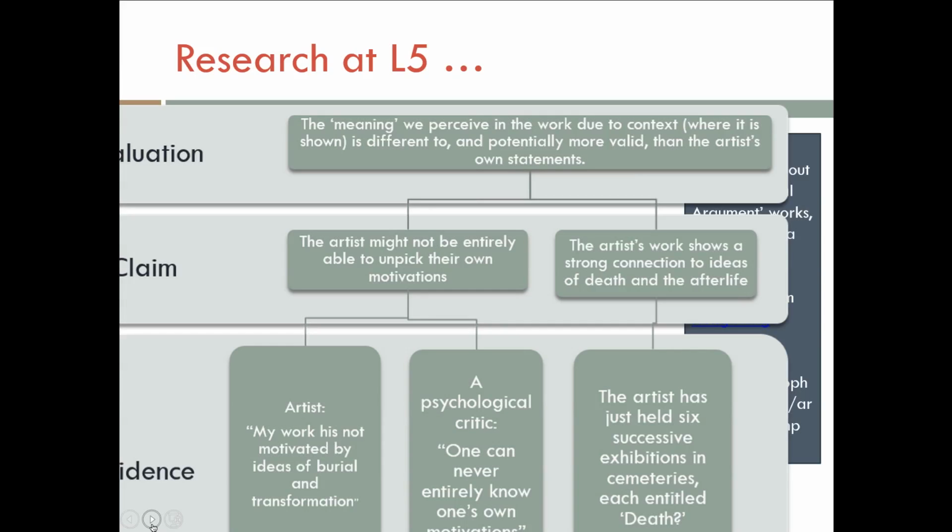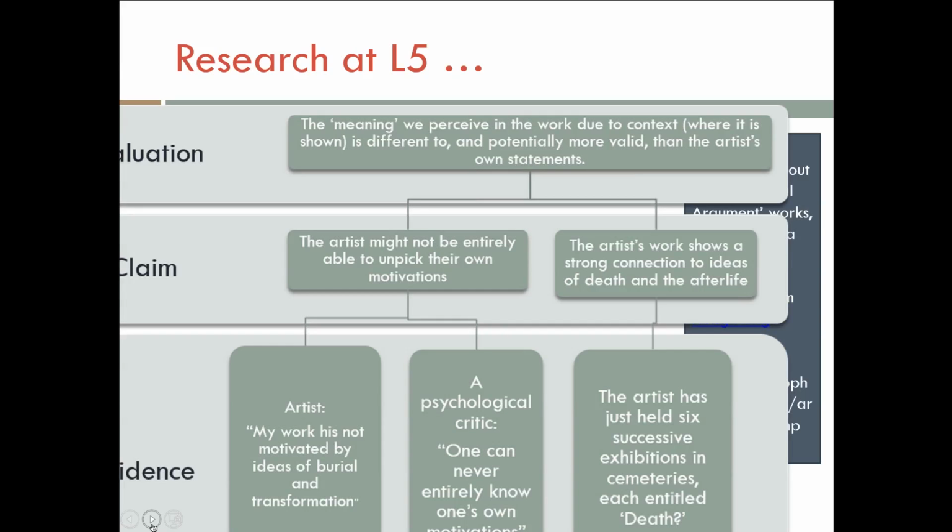So we can make a claim from that, which is that the artist's work shows a strong connection to ideas of death and the afterlife. This is a bit of a silly example, one I've made up, because of course the artist's work could show all sorts of different things depending on what the artist's work actually was. But as an example of a critical argument, these two things make claims that might result in an evaluation that the meaning we perceive in the work, due to the context where it's shown, is different to and potentially more valid in unpicking the meaning of a work of art than the artist's own statements.